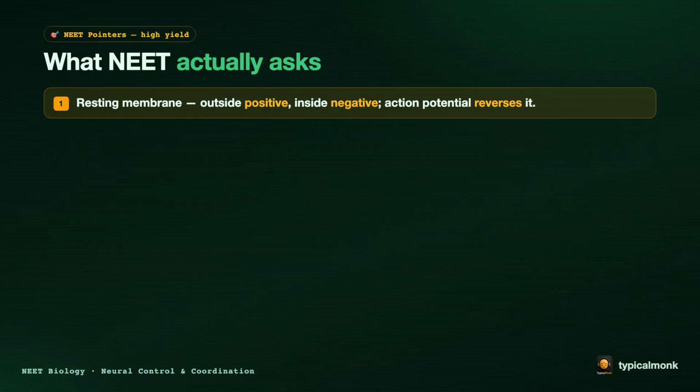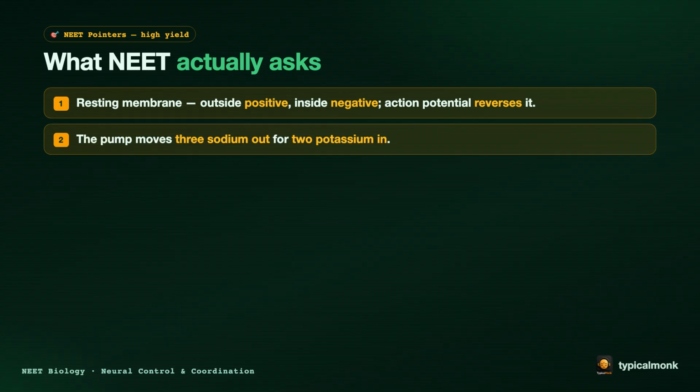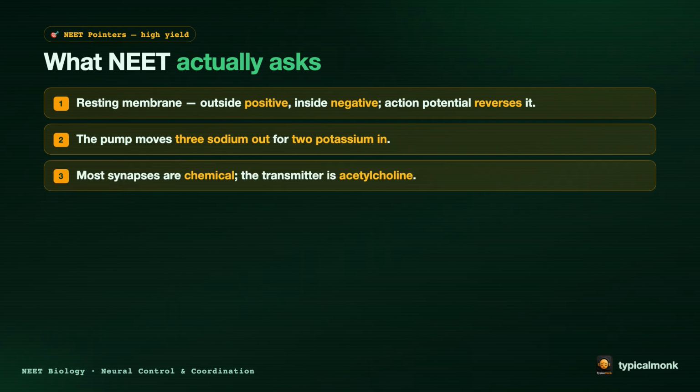Now, the high-yield pointers, the facts that NEET turns into questions. 1. At rest, the membrane is outside positive and inside negative. The action potential reverses it. 2. The pump moves 3 sodium out for every 2 potassium in. 3. Most synapses are chemical, and the common transmitter is acetylcholine.